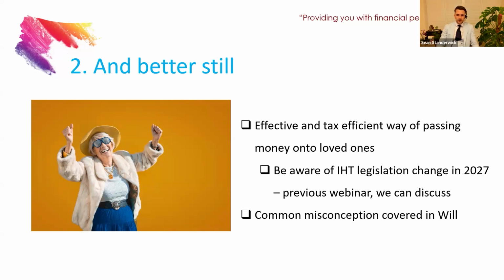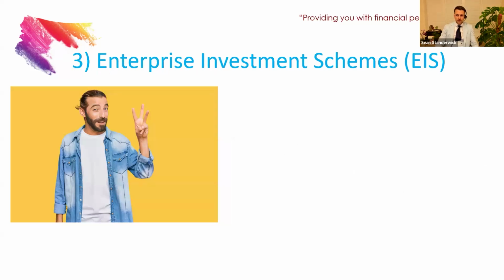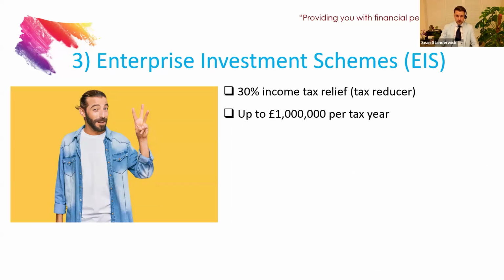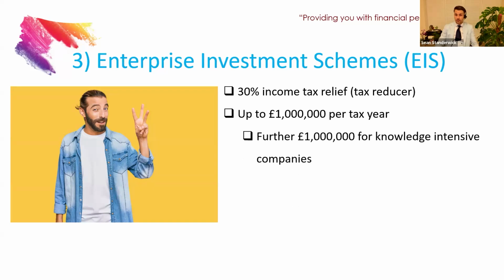So enough about pensions. Let's move on to our third solution, enterprise investment schemes, or EIS. Now, if you invest into one of these, you will also receive 30% income tax relief as a tax reducer. So again, you have to have paid the tax in order to reclaim it. And what's really interesting is you can invest up to £1 million into these per tax year, and you can actually put in a further million if you're investing into knowledge intensive companies. Carryback is available, and what that means is you can basically contribute for the previous year and get the tax relief for that year too.